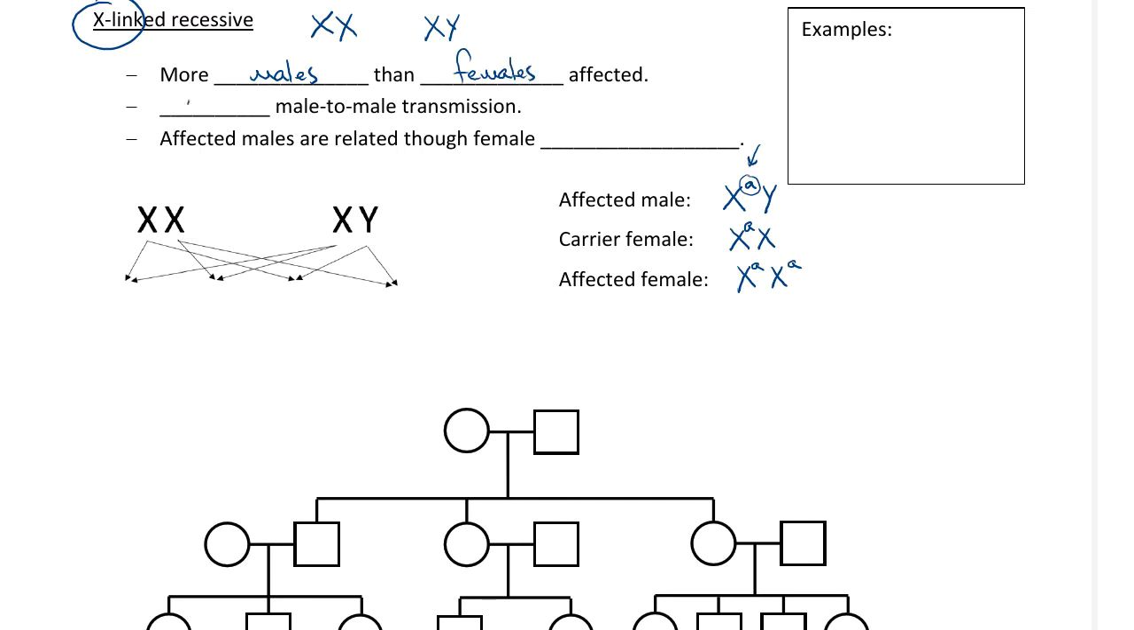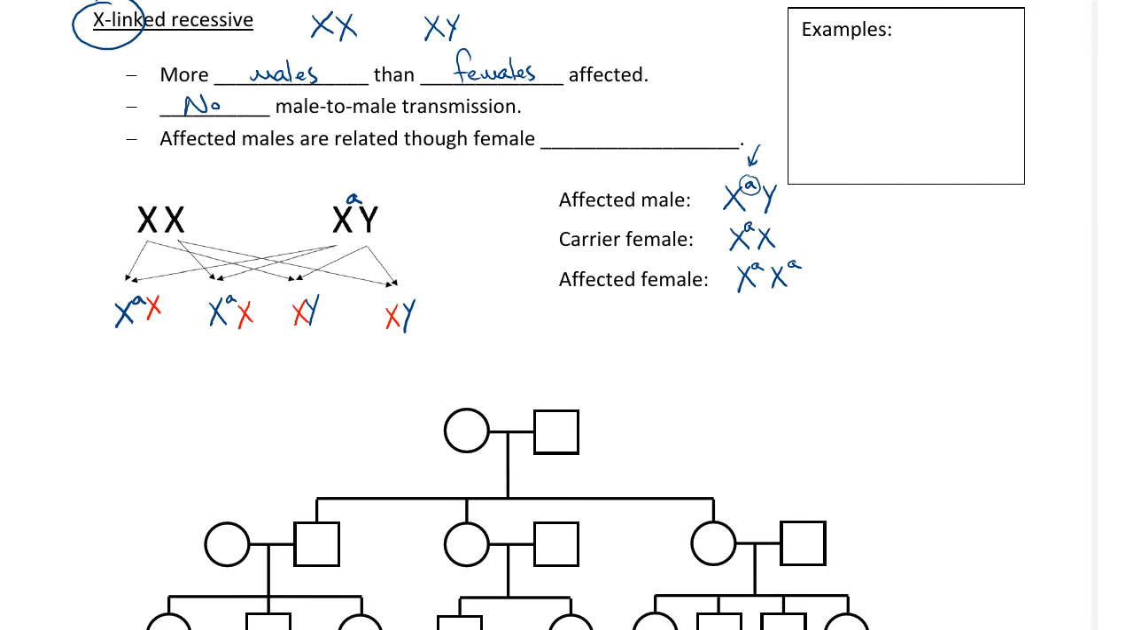We also see no male-to-male transmission. Fathers can't pass the condition on to their sons. If we think about two parents here with an affected father and a non-carrier mother, the father is going to give his affected X chromosome to all of his daughters. He gives his Y chromosome to his sons. And the mother is going to give one or the other of her X chromosomes to everybody. And so you can see that in this case, the affected father has all carrier daughters and no affected sons.